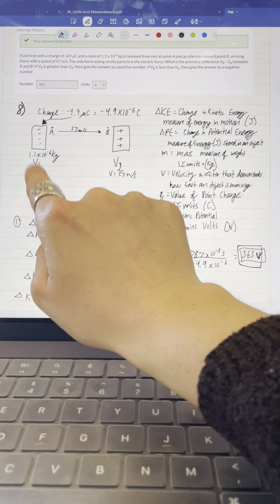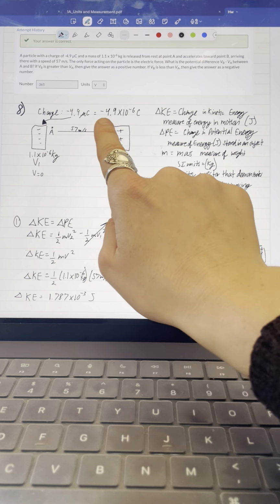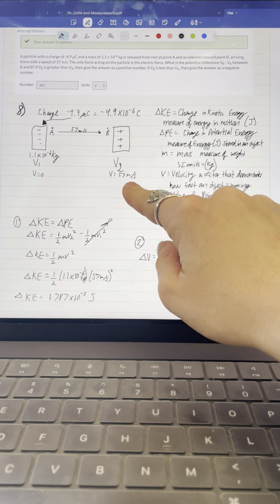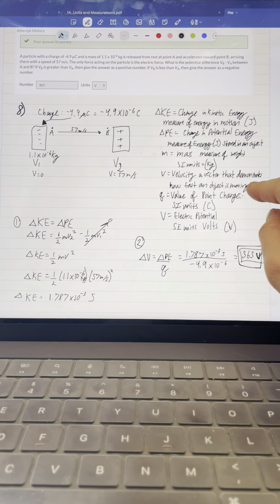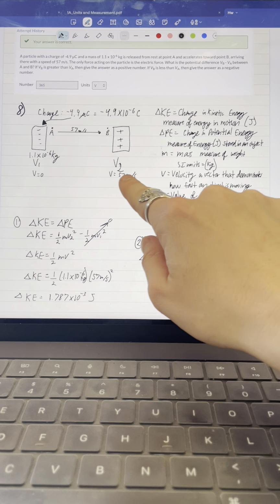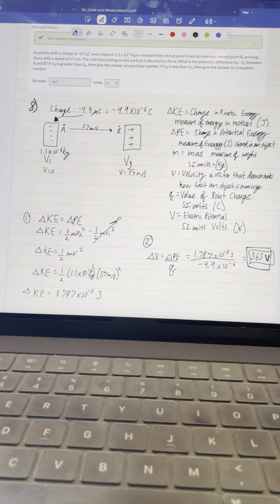And I know that at rest, its velocity is going to be 0, and then it states that its final velocity when it reaches point B is 57 meters per second. Velocity is a vector that demonstrates how fast an object is moving, and it is measured in meters per second, which is right here. That's its SI unit.